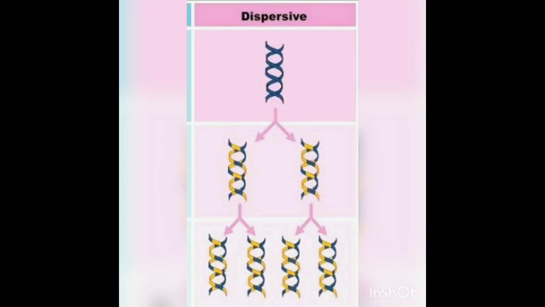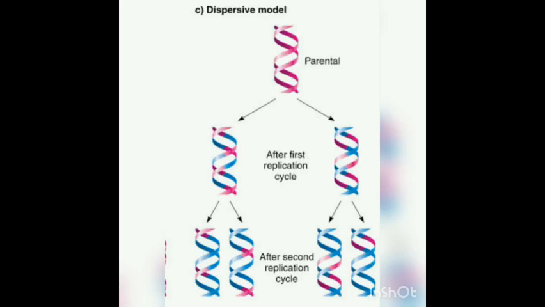Second one, dispersive. The original molecule is broken down into fragments, and each fragment serves as a template for the synthesis of the complementary fragments. Finally, 2 new molecules are formed which consist of both old and new fragments.